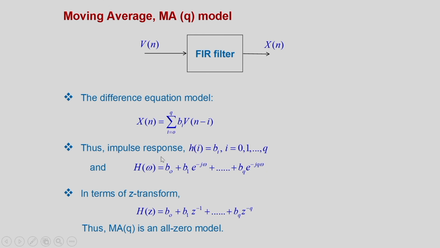And in the transform domain, the frequency response H(omega) is given by b_0 plus b_1 e to the power minus j omega plus b_2 e to the power minus j 2 omega, and so on up to b_q e to the power minus j q omega. This is the frequency response of the FIR filter representing the MA(q) process. In terms of the Z transform, we will have H(z) equal to b_0 plus b_1 z to the power minus 1 plus up to b_q z to the power minus q. Thus, MA(q) is an all-zero model, because the transfer function has only the numerator term. Therefore, it is an all-zero model.